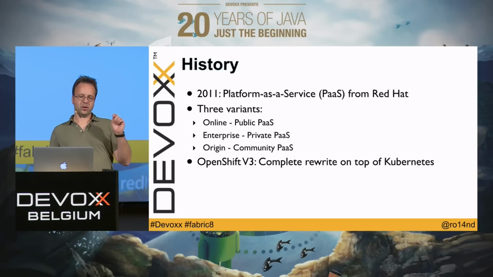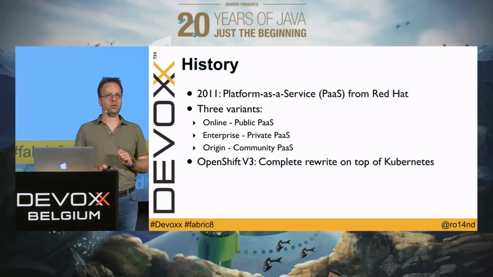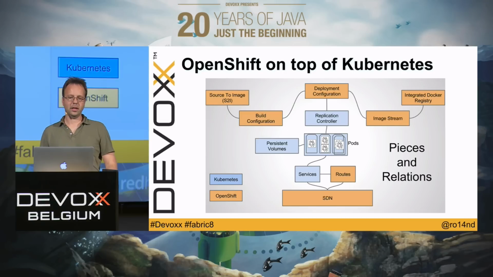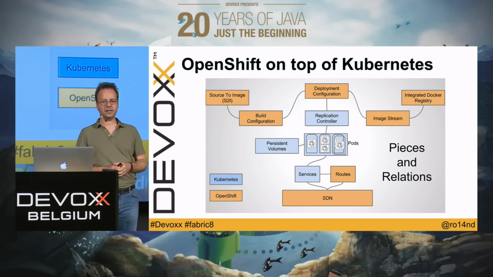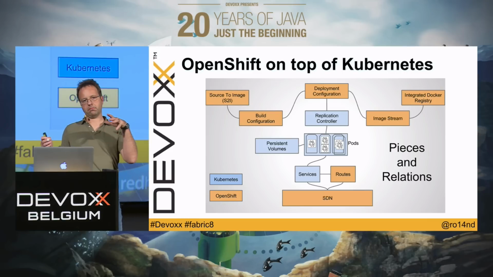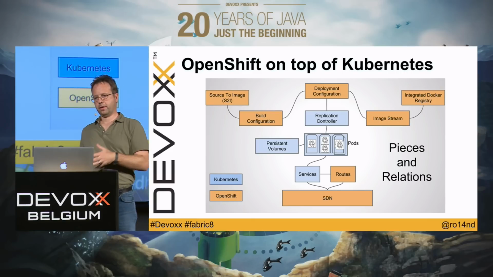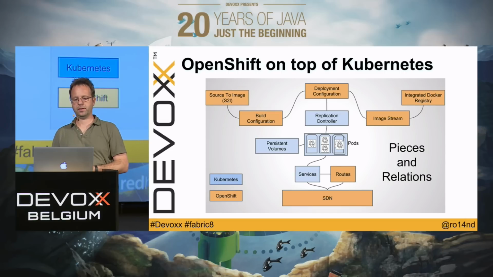The special thing here is that OpenShift v3 is completely different from OpenShift v2. It's a complete rewrite on top of Kubernetes. So everything below in OpenShift v3 is Kubernetes, and OpenShift itself adds some stuff on top of Kubernetes. Kubernetes can be said to be a container as a service. So the task for OpenShift is to create and manage containers over multiple nodes.